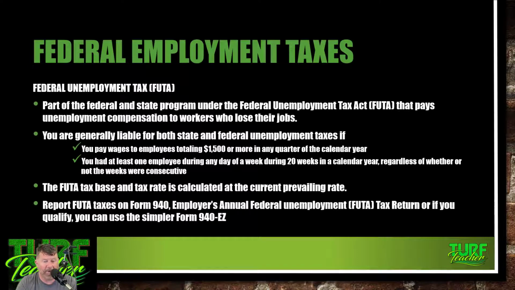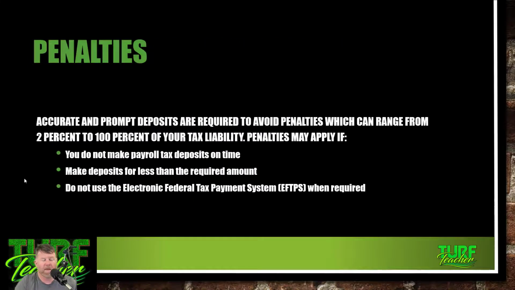They're fixing it where you have to pay it. Just do it. The FUTA tax base and FUTA rate is calculated on the current prevailing rate, and then report FUTA taxes on Form 940, the employer's annual federal unemployment FUTA tax return, or if you qualify, you can use the simpler Form 940EZ. Guess what? I don't have to do none of this because I use a payroll service.